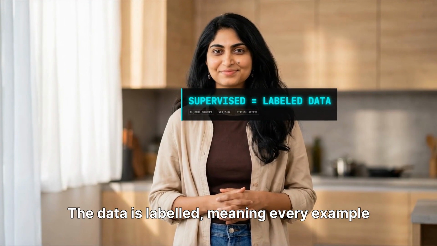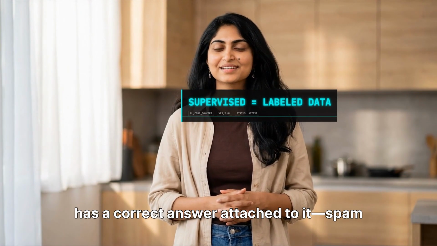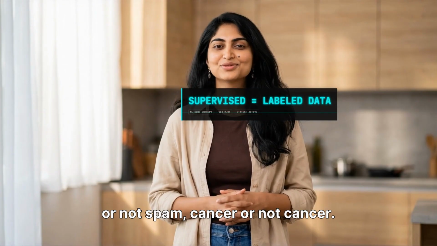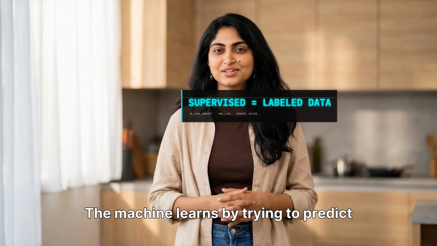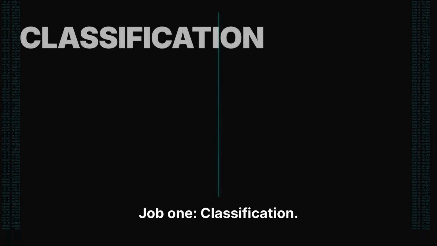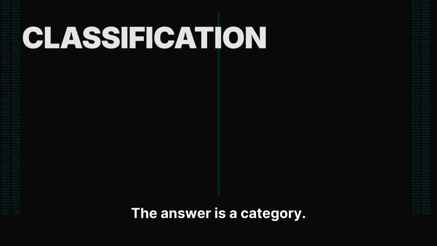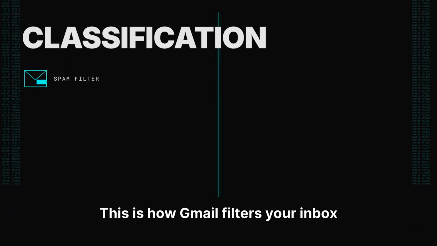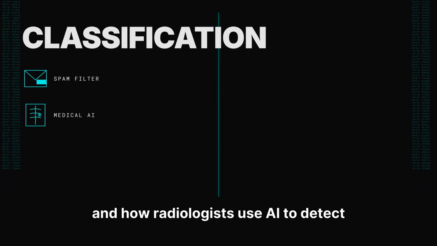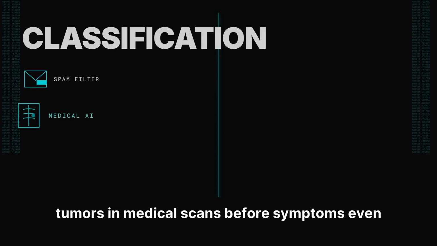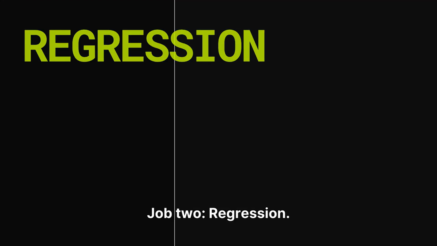The data is labeled, meaning every example has a correct answer attached to it. Spam or not spam, cancer or not cancer. The machine learns by trying to predict that answer until it gets it right. It has 2 jobs. Job 1, classification. The answer is a category, spam or not, fraud or not. This is how Gmail filters your inbox and how radiologists use AI to detect tumors in medical scans before symptoms even appear.